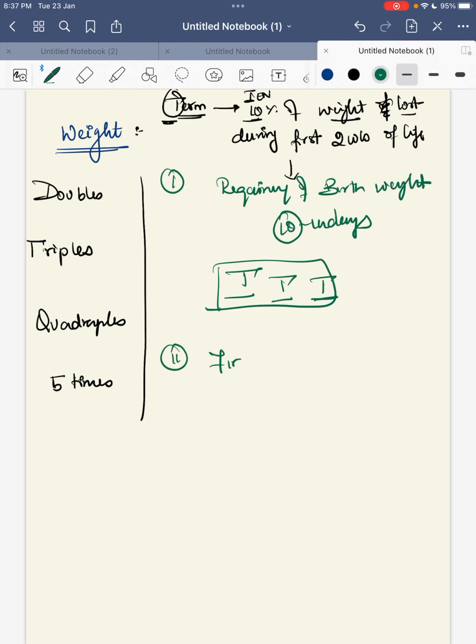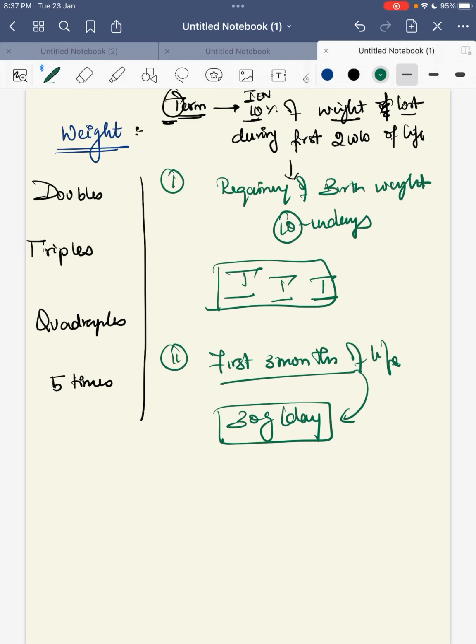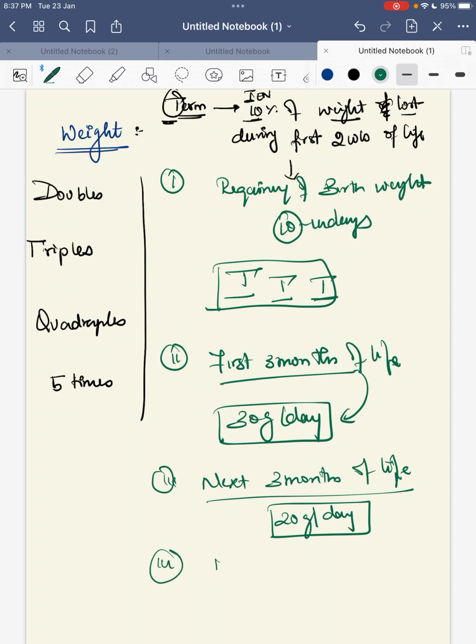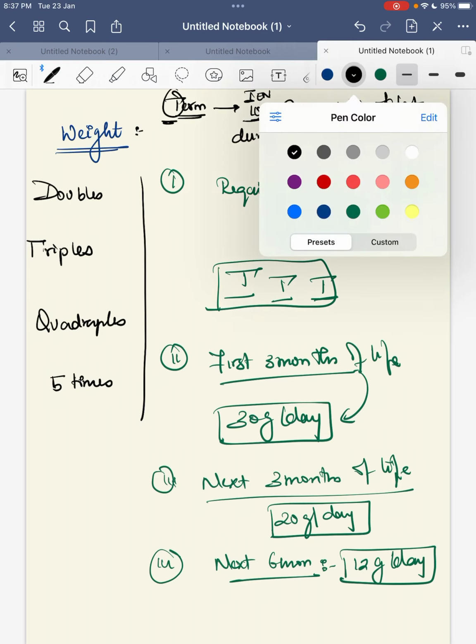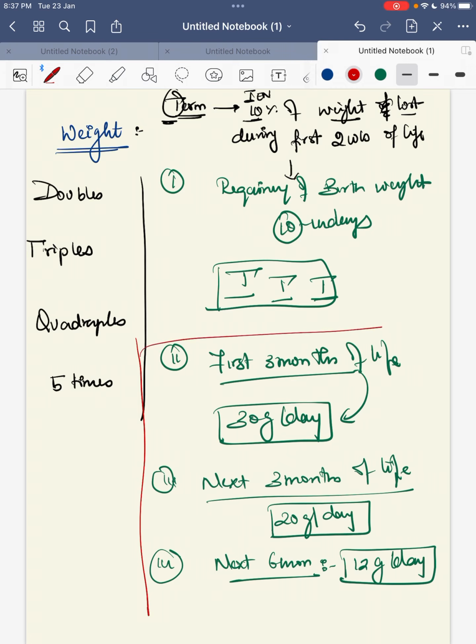Next, second point: during the first 3 months of life, the child will increase its weight by 30 grams per day. During the next 3 months of life, the child will gain weight by 20 grams per day. For the next 6 months, the child will gain weight by 12 grams per day. So this can also be your NEET PG question.